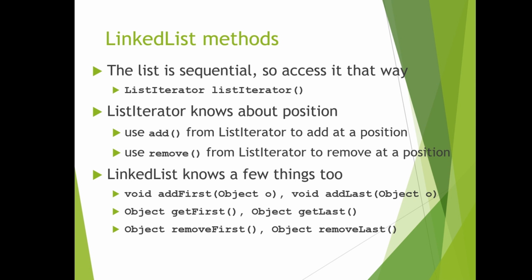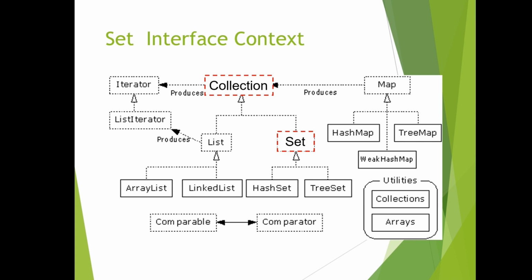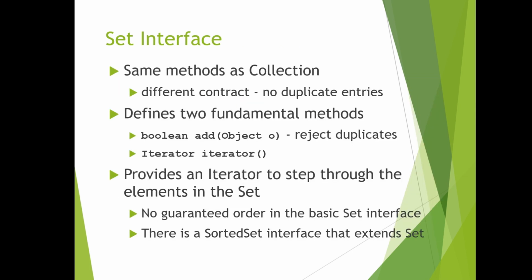The linked list knows a few things like add first, add last, get first, get last, remove first, and remove last. So these are the linked list methods. Next we have the set. We have a hash set and tree set here, with the same methods as a collection, but with no duplicate entries.